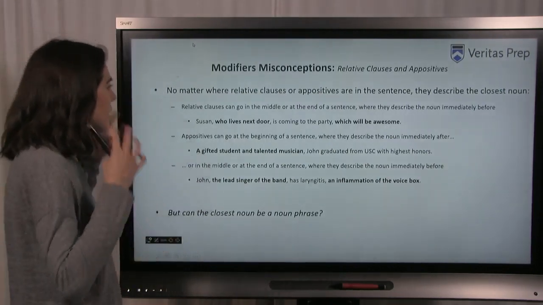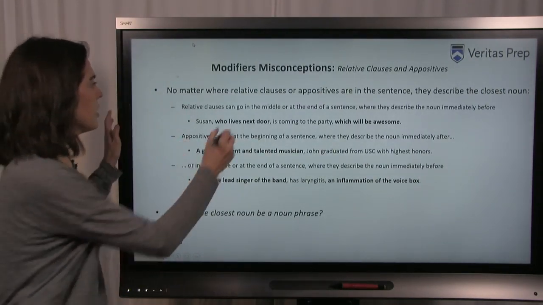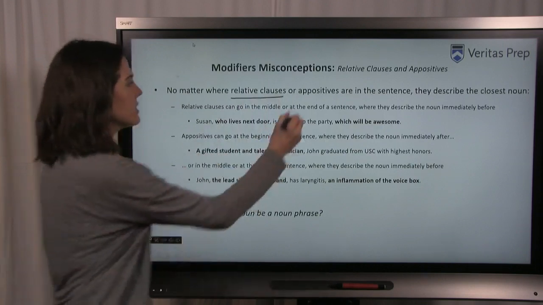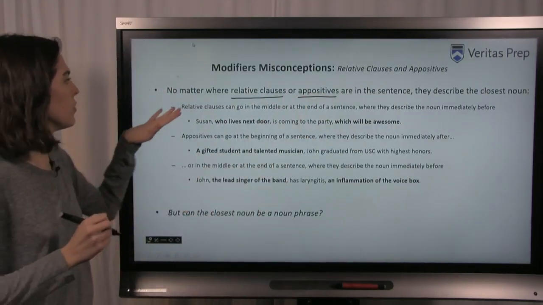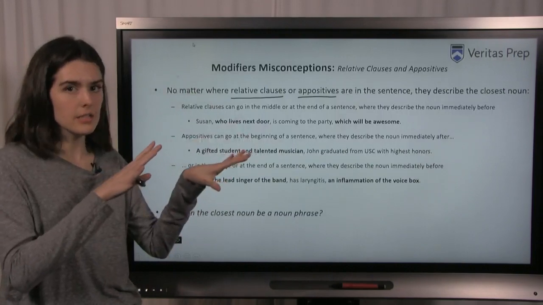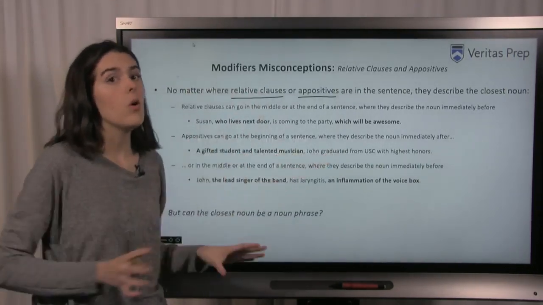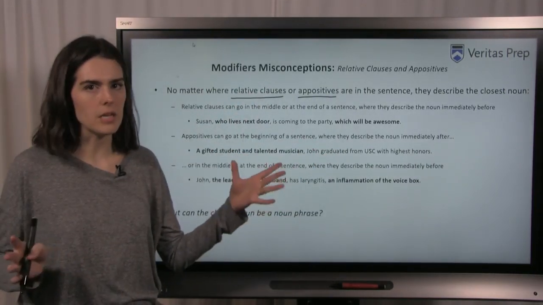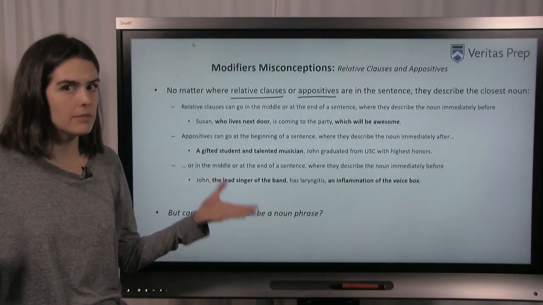So, no matter where they are in the sentence, they're going to describe the closest noun, right? Relative clauses, these are my WHs or that's. Appositives, these are my noun phrases. So relative clauses can't go at the beginning of the sentence, but they can go in the middle or at the end. You're just never gonna see it at the beginning of the sentence. It's just not gonna happen, right?